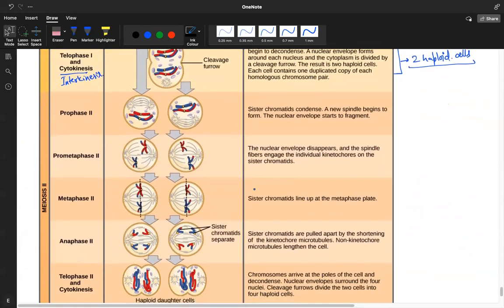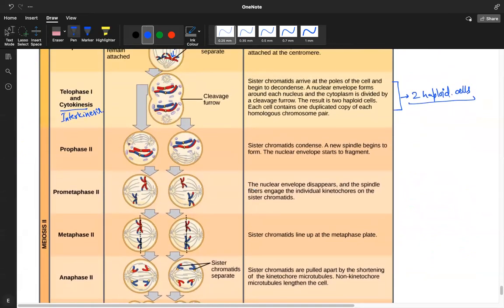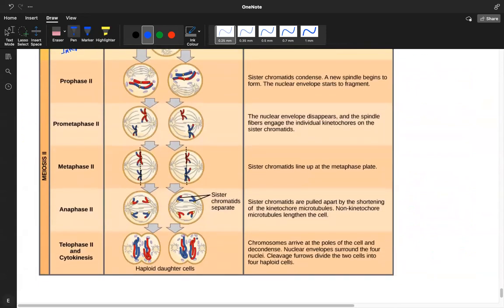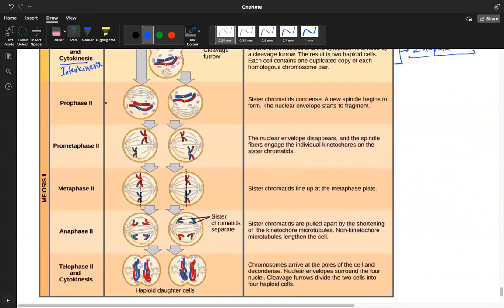Okay, now let's come to meiosis 2. Aisha, your turn. So from here onwards, you can see that now there are two cells. In the end, this division will make 4 cells, right? So what's happening?